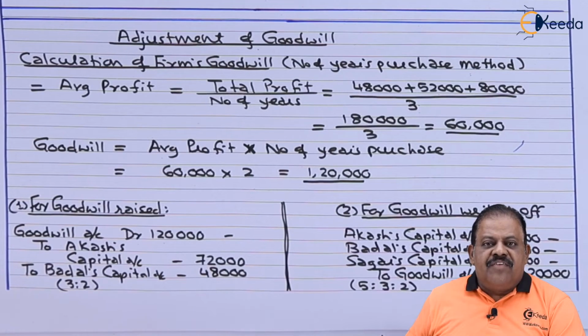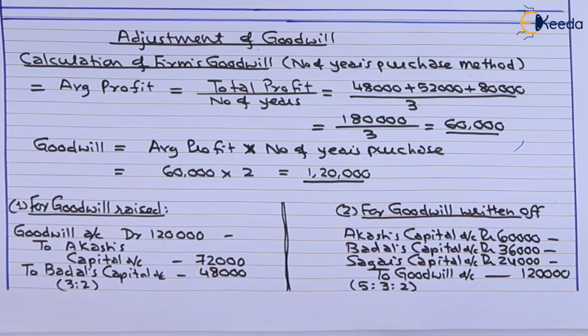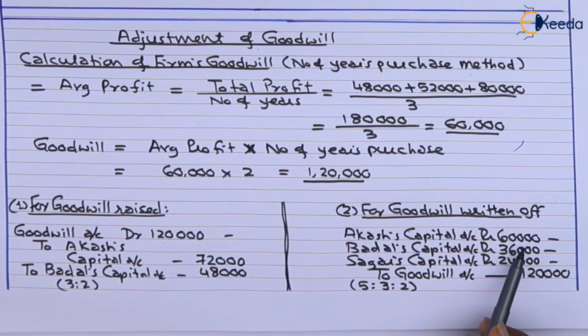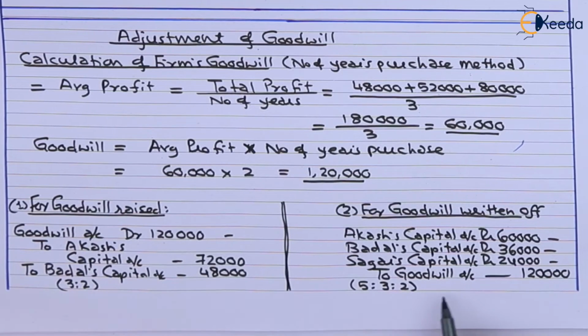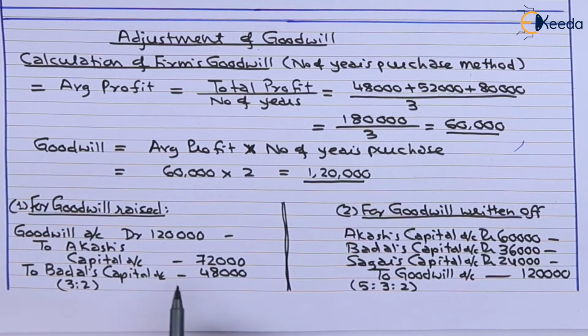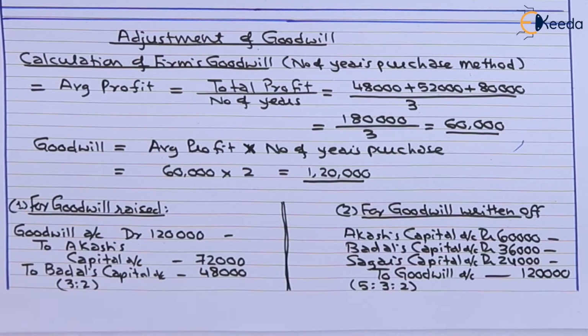As per the information given in the question, we are required to write off this amount. This will be written off in the new ratio, which is 5:3:2. Entry is all partners' capital accounts debit to goodwill account. Akash's capital account debit 60,000. Badal's capital account debit 36,000. Sagar's capital account debit 24,000, to goodwill account 1,20,000. So these will be the entries for goodwill raised and written off.